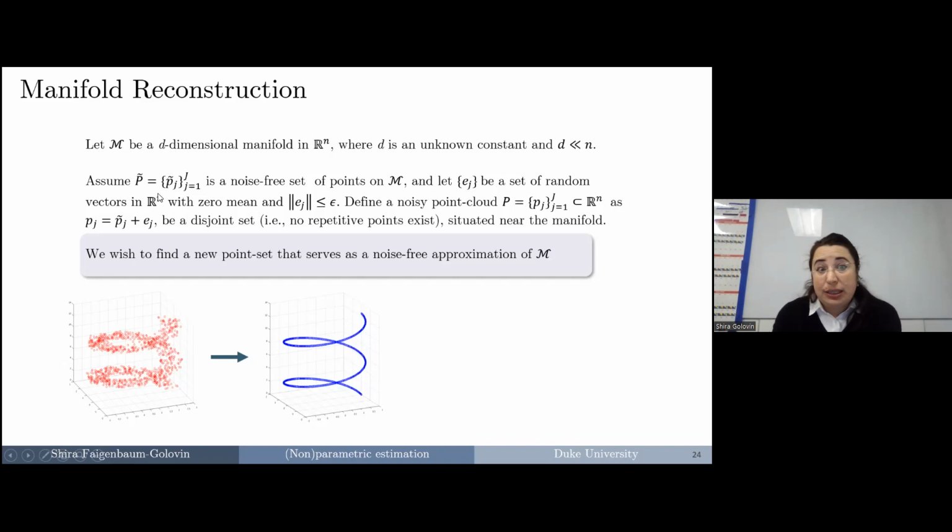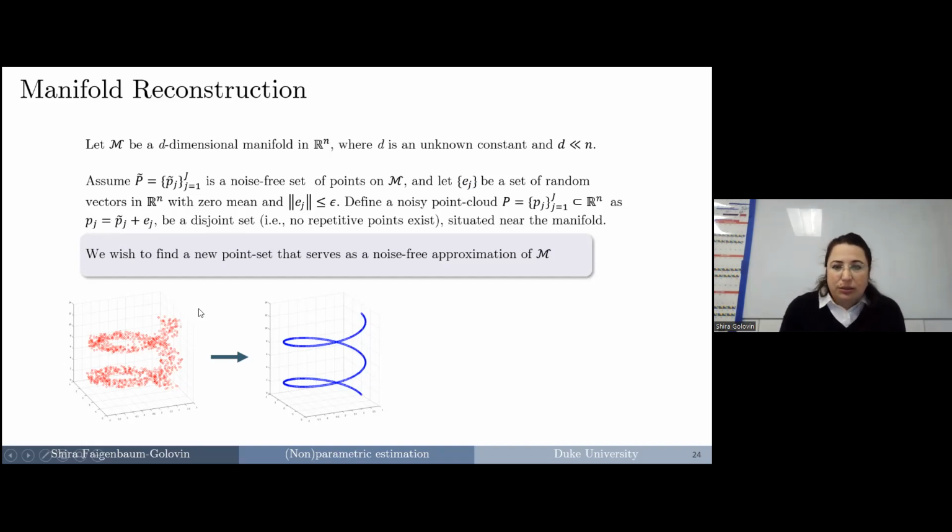We see that there are some points that were sampled from the manifold itself, the P tilde, which consists of points Pj tilde. But unfortunately, we do not observe them. We have some noise that was added to those points in the magnitude of epsilon j, where the noise is bounded with 0 mean. And that's what we have. We have those points pj, which are basically the original points pj tilde, and some noise that was added to it.